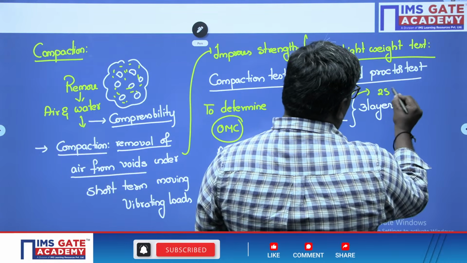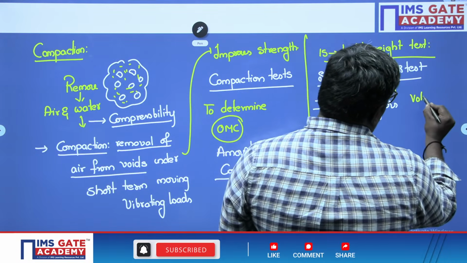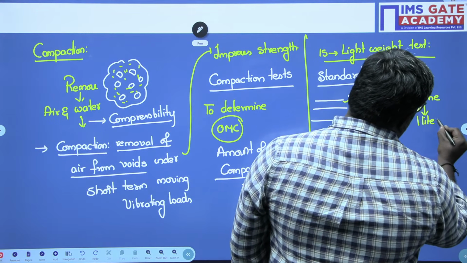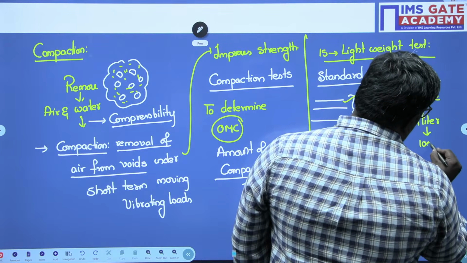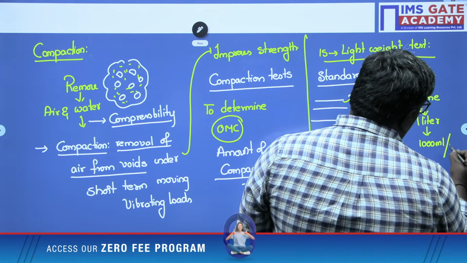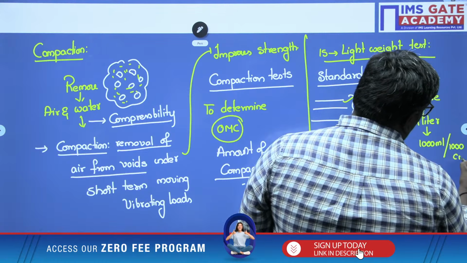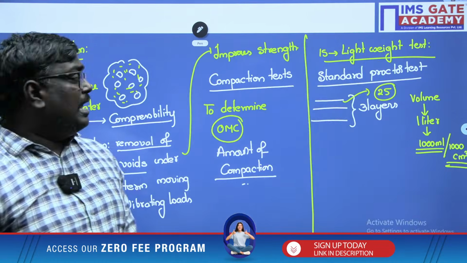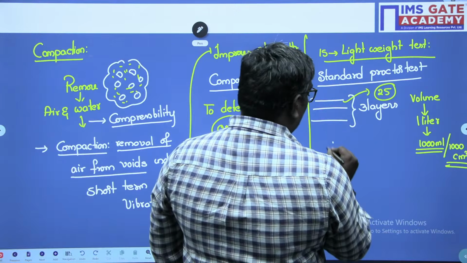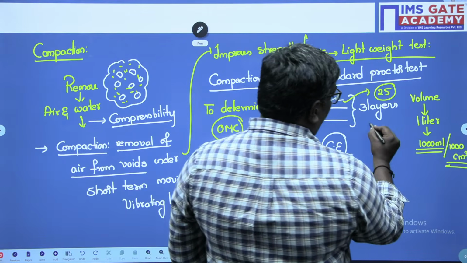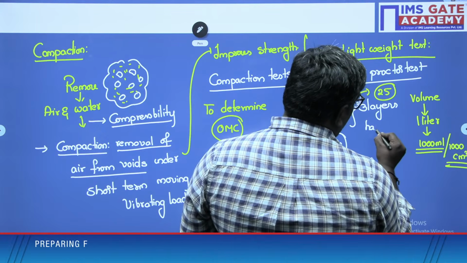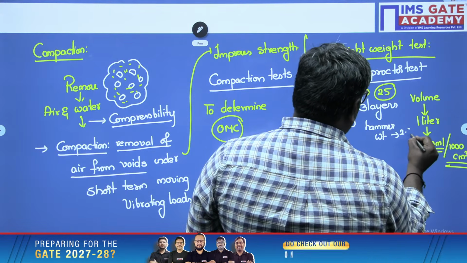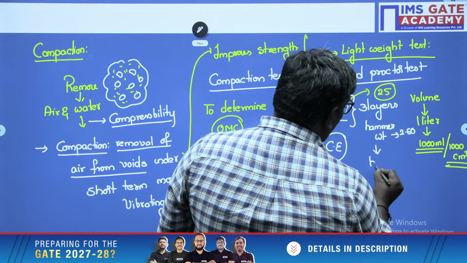And how many blows are given? 25 blows. And here volume is how much? Volume is given as 1 liter, or 1000 ml, or we can say 1000 centimeter cube. So volume can be taken as 1000 ml or 1000 centimeter cube, and each layer is given 25 blows. And here the height of fall and hammer weight will be there, because in some exams they can ask you these questions. 2.60 kg and also height of fall.